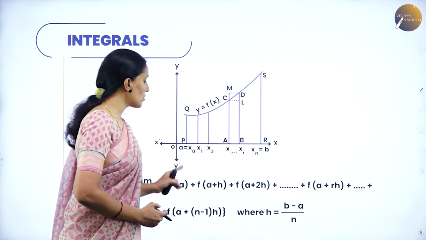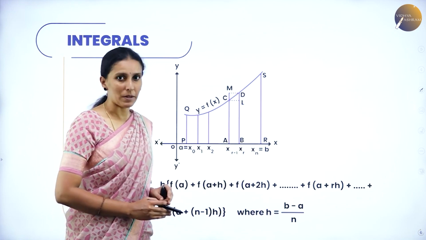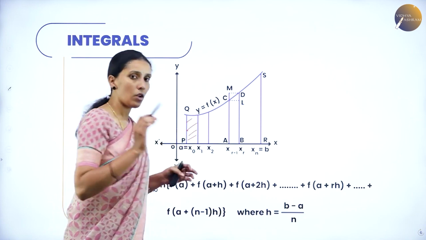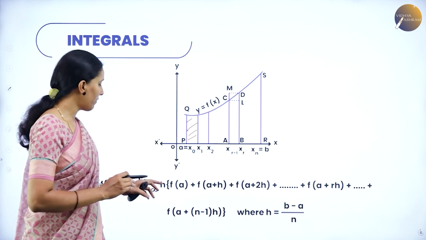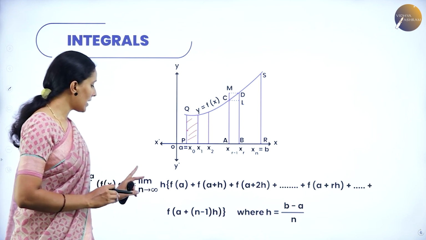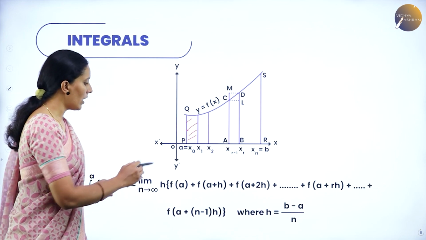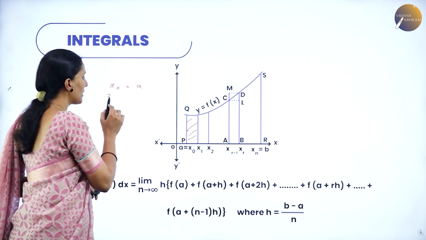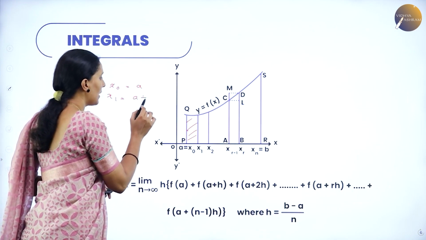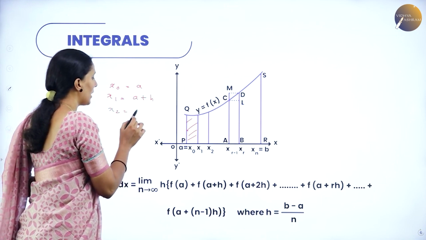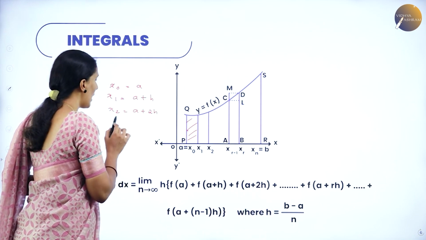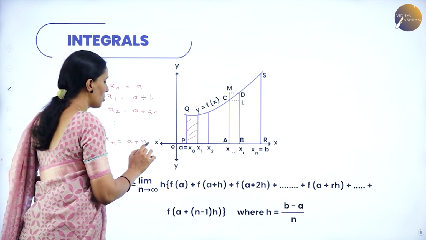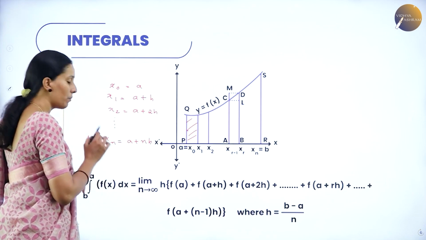So we will take the first one as a and the last one as b, and we will sum up each rectangle. That is where we will define a function. We will apply the limit as n tends to infinity. So here we can take x0 equal to a, x1 can be taken as a plus h, x2 can be taken as a plus 2h, and similarly xn can be taken as a plus nh, where xn is the value of b.